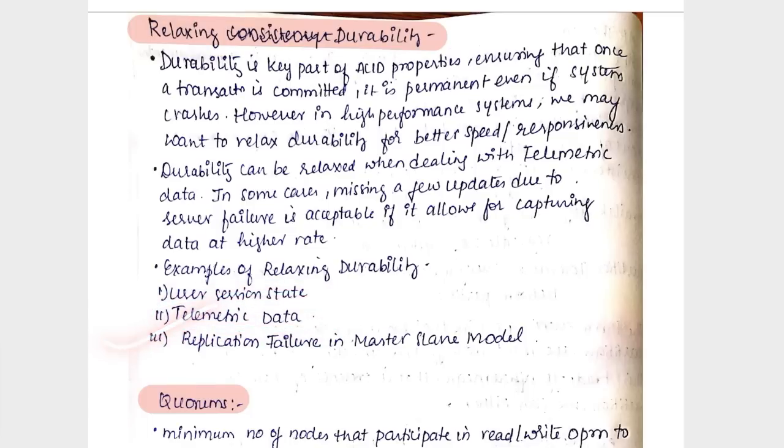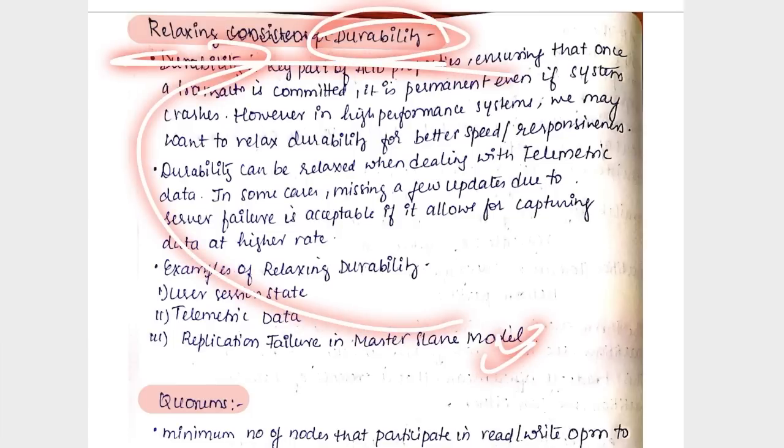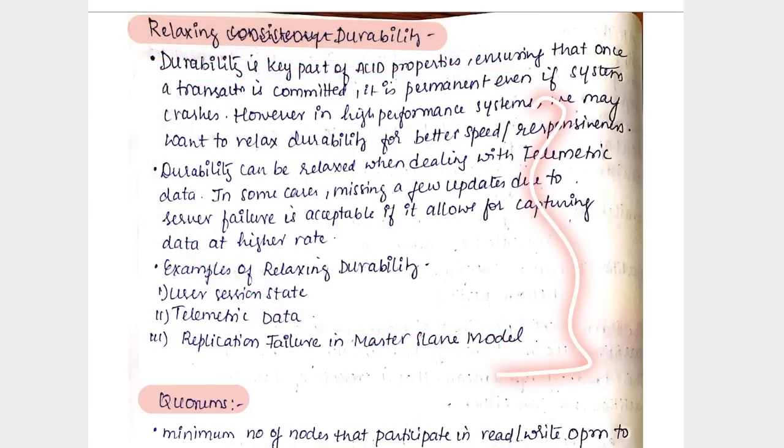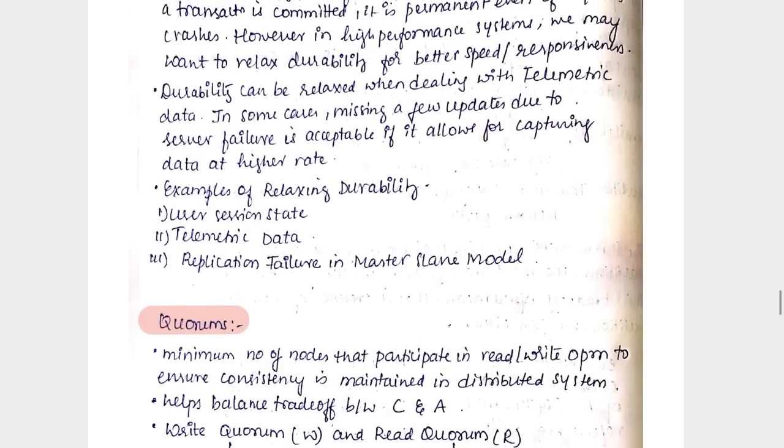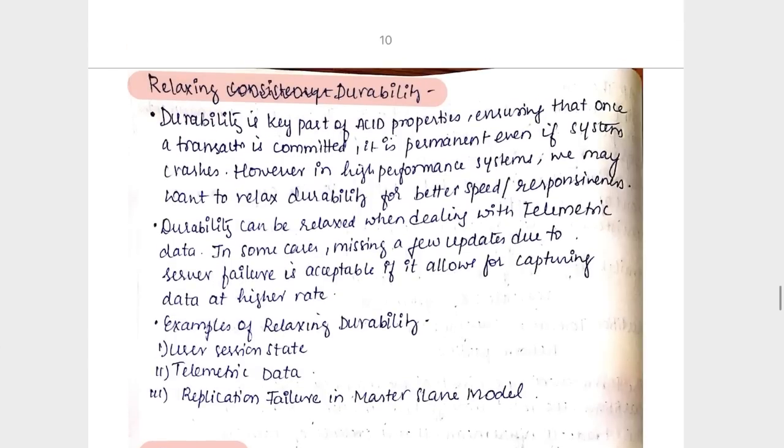Then we have replication failure in the master-slave model. If the master node fails before the data is replicated, it could lead to data loss, right? So some systems trade off durability by not automatically failing over to the replica, to avoid performance degradation. Thereby we are letting go of the durability aspect here. In all these cases, the system sacrifices durability in favor of speed and responsiveness, thereby increasing performance. The lost data could be ignored or later recovered. So this was about relaxing durability.